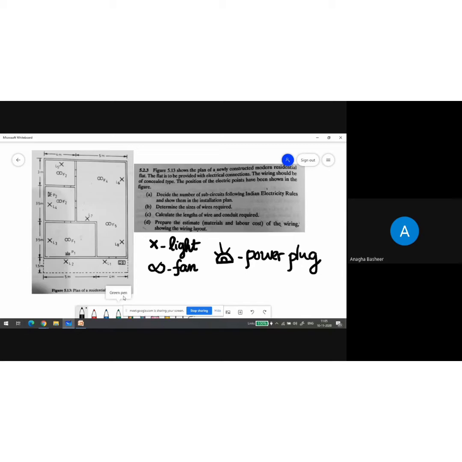See here, distribution board is placed here. DB, DB is distribution board. So from the DB, we will start the layout. Okay. So moving on to the solution.